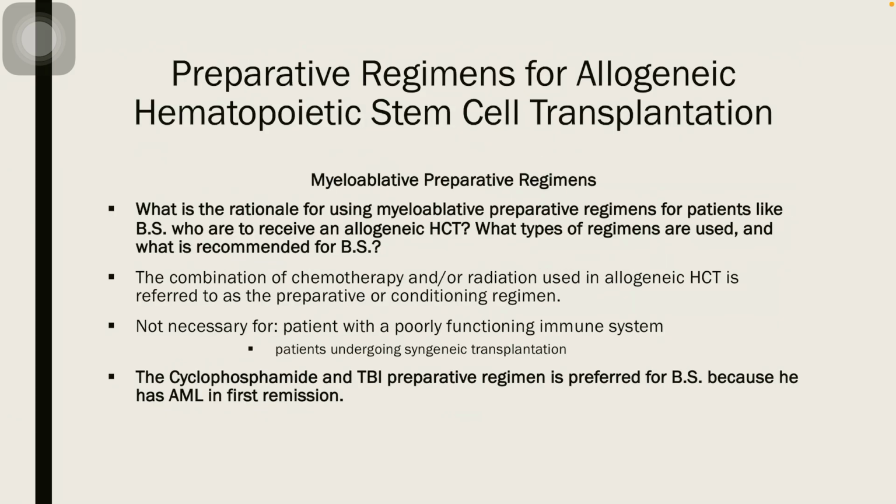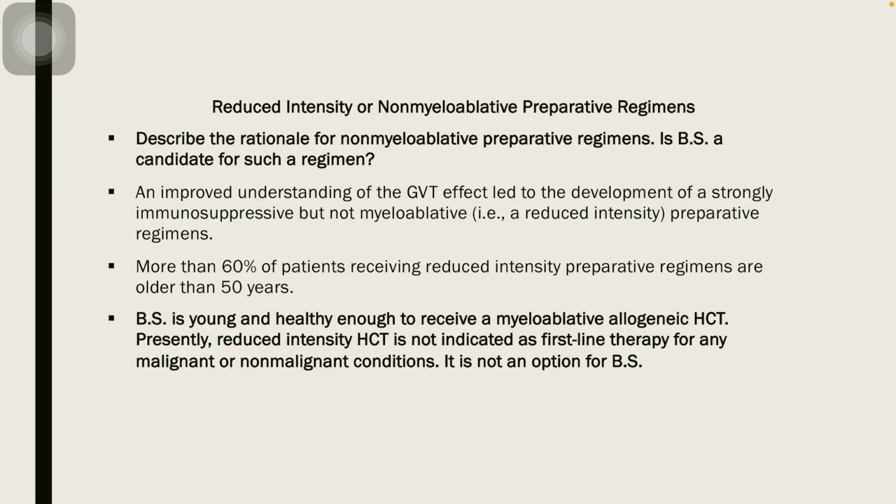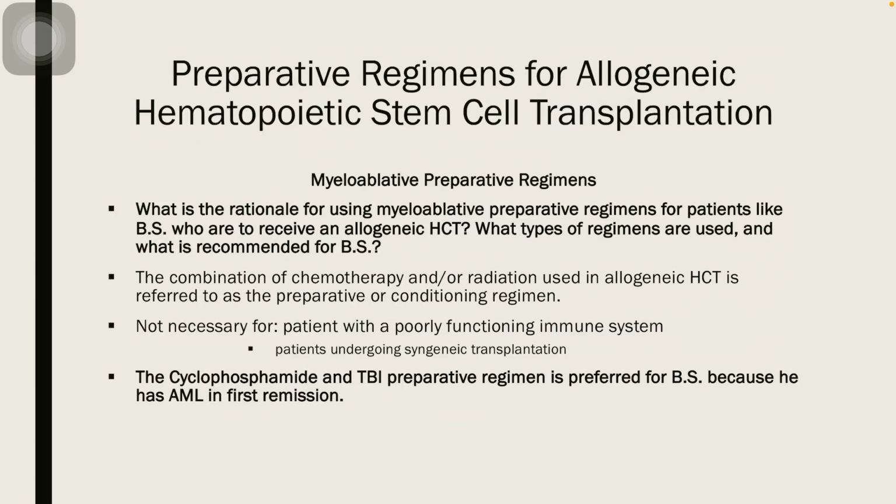Then we have the preparative regimen for allogenic hematopoietic stem cell transplantation. In this, we have two types of regimens: myeloablative preparative regimen and reduced intensity or non-myeloablative preparative regimen. Firstly, the question we have is: what is the rationale for using a myeloablative preparative regimen for patients like BS who receive an allogenic HCT, which regimens are used, and what is recommended for BS?